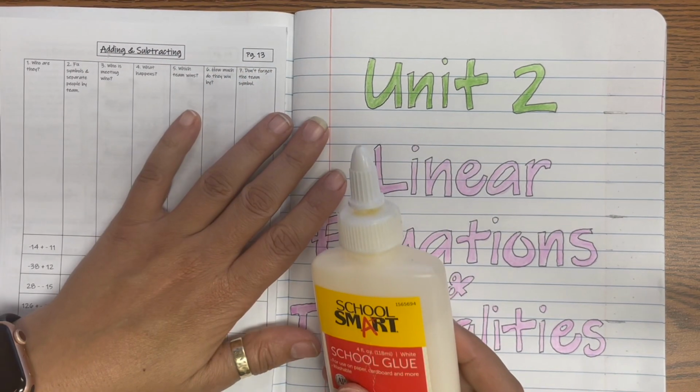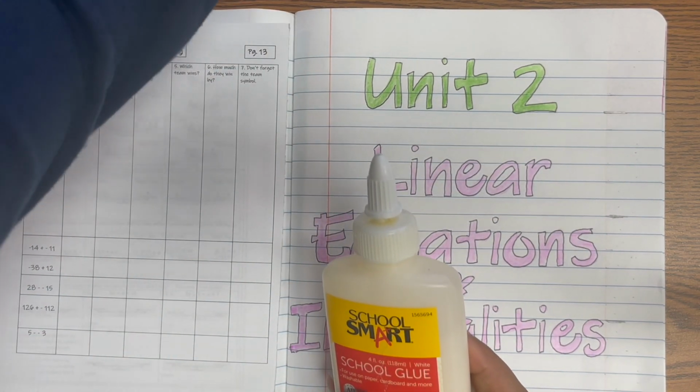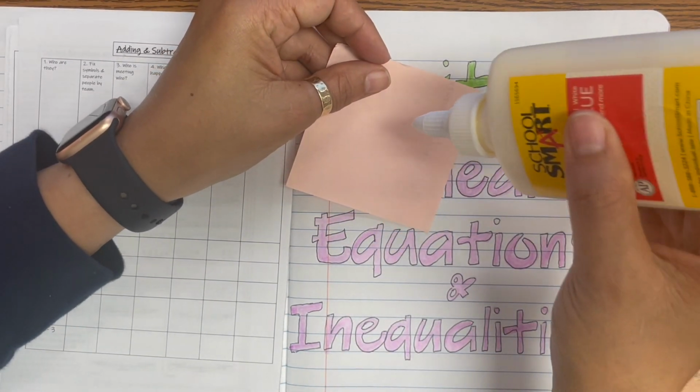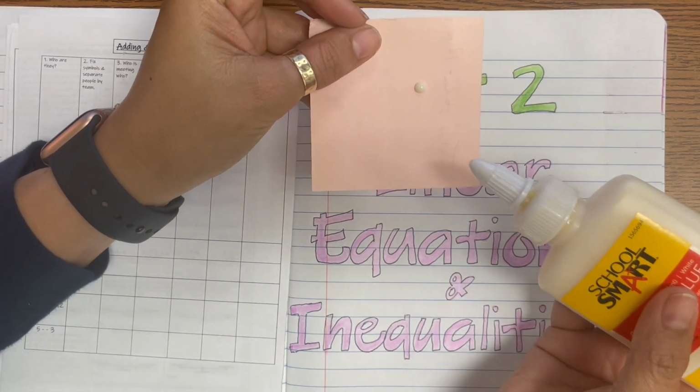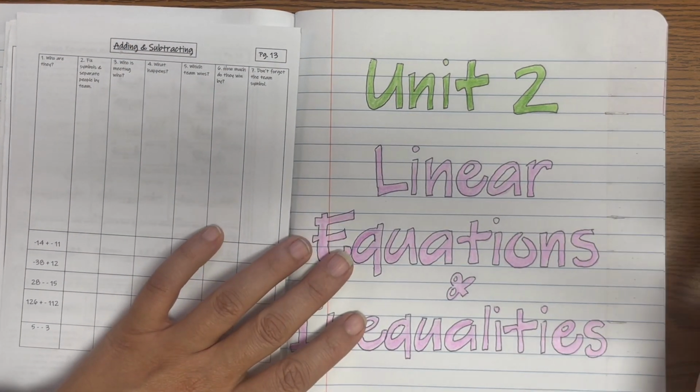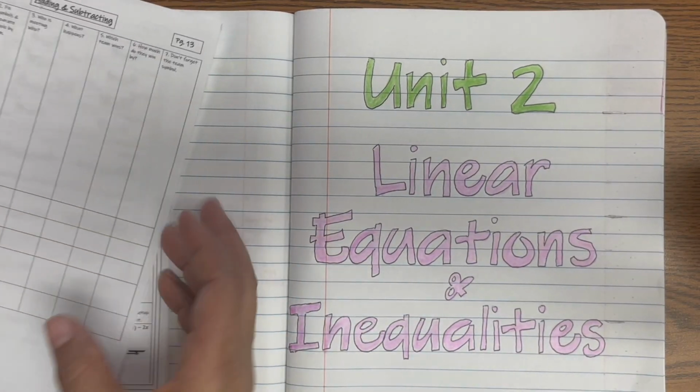Then I'm going to take maybe a small sheet of paper, and I'm just going to test it. I just need to make sure it drops like that. All right, so just one drop. That's all I'm looking for. All right, so now we're going to go ahead and glue since my glue is ready.